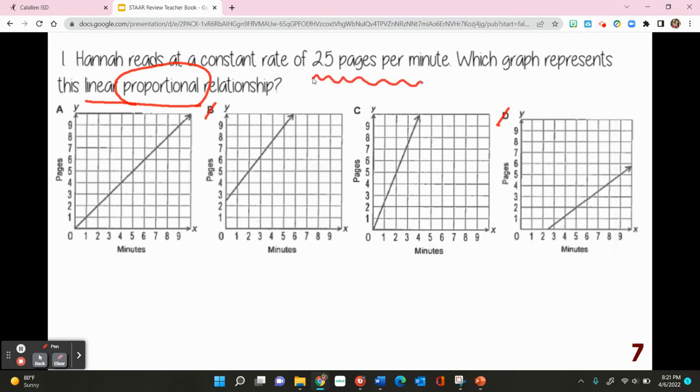Now, I have 2.5 pages per minute. So now I want to go to each of my graphs and I want to go to 2.5 pages and see, does my graph go through when it is 1 minute? When I look at A, when I go to 2.5 pages, 1 minute, my graph does not go through that point. When I go to 2.5 pages in a minute, C does go through that point. So C is my answer. This is the graph that represents that Hannah reads at a constant rate of 2.5 pages per minute. Again, when I go to 1 minute, I see that she is reading 2.5 pages.